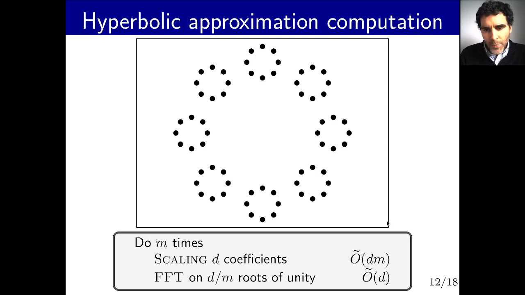And from a complexity point of view, scaling the coefficients, I will do that m times. So this is the loop here. And each time I scale, it costs d arithmetic operations, that is d times m bit operations. And for the FFT, I have only d over m points, so that costs me d bit operations, and I do that m times, so overall we have d times m squared. Now for the scaling, we can actually amortize, and instead of scaling the coefficients independently at each iteration of the loop, we can amortize that and have only d bit operations amortized, which is overall d times m.